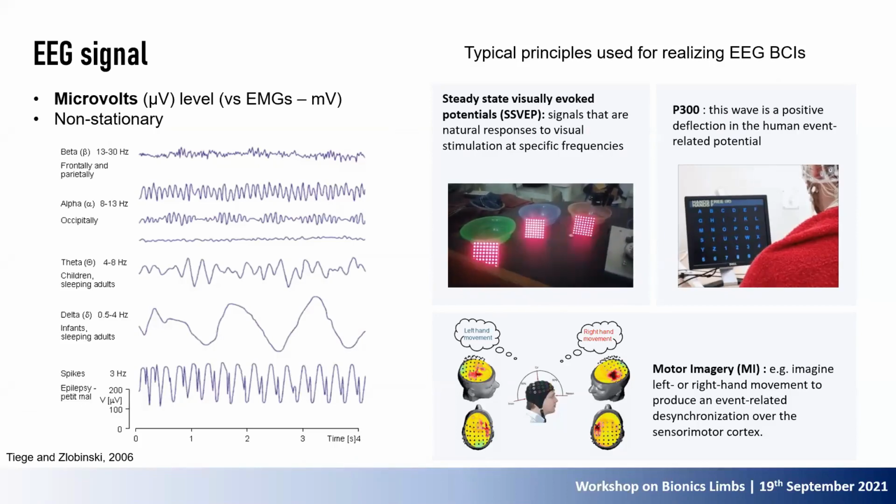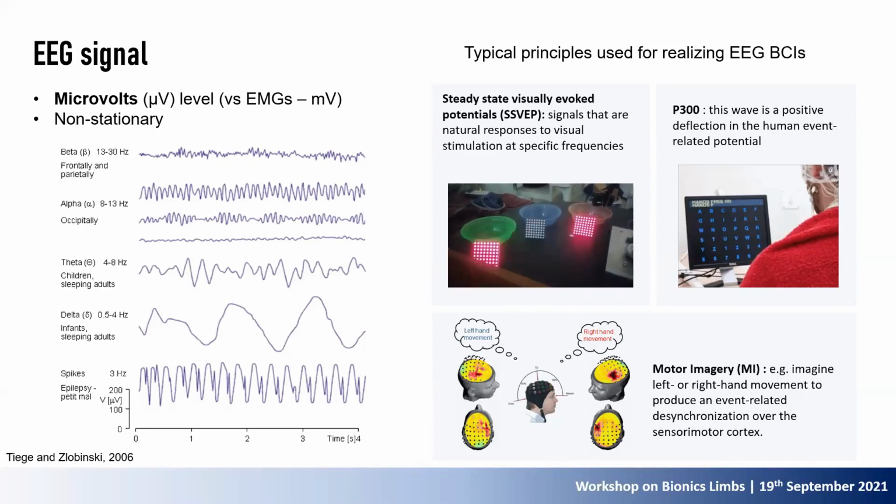EEG signal compared to EMG is pretty small, because EMG signals are in the millivolt range, but EEG signals are in the microvolt range, and also they are not stationary, basically. EEG can be classified into main classes as alpha, beta, theta, delta, as shown in this figure. We can use these classes and their behavior to make predictions about the functionality of the brain, for example, whether the person is sleeping, whether the person has any brain damage.